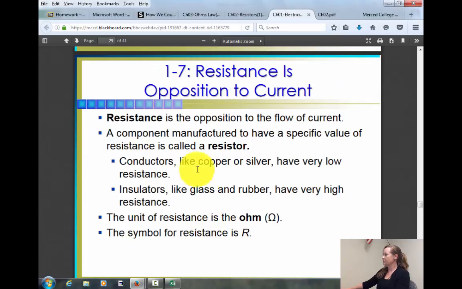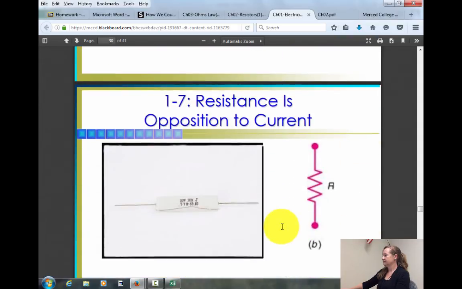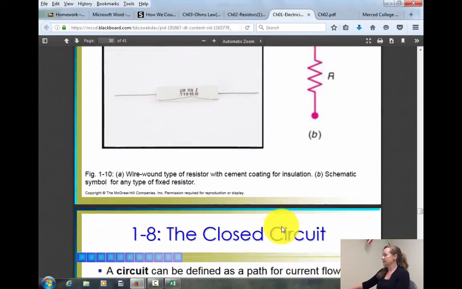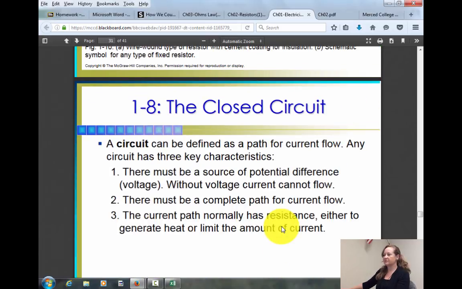So resistance is the opposition to the flow of current. You can't have current without resistance. And we measure our resistance in what's called ohms, which is this upside down horseshoe, which I think everybody knows by now. And resistance is usually labeled with an uppercase R. And then we saw how to take or view the resistance of our resistors with our multimeters last time.